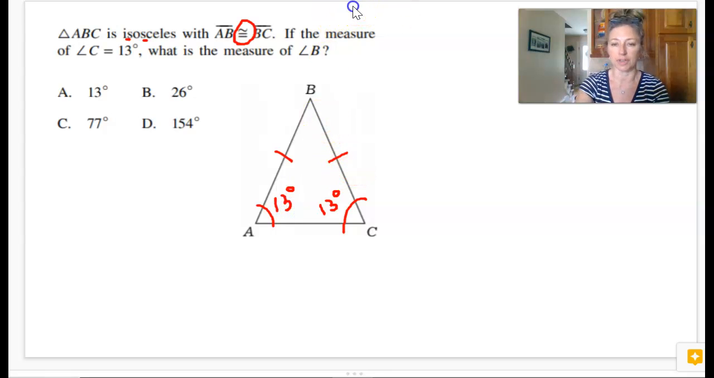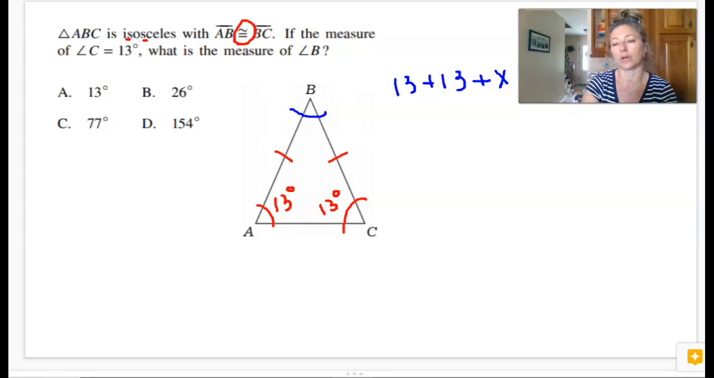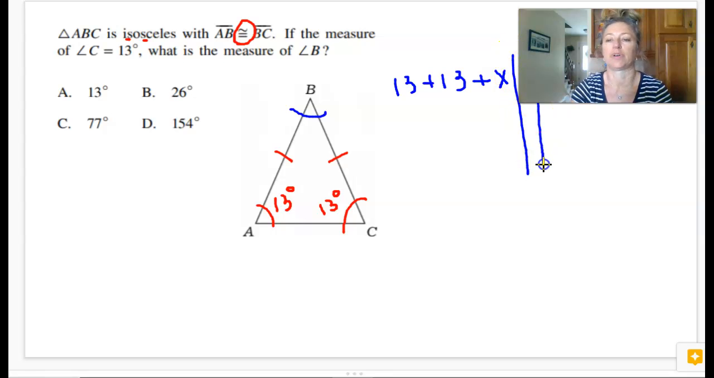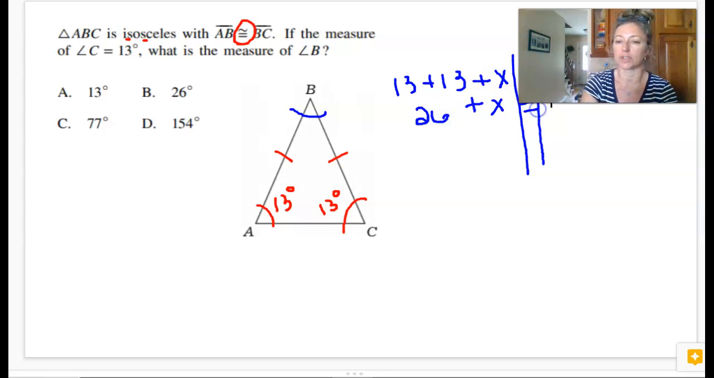And I'm going to change the color, we need to find angle B. So let's set it up again. 13 plus 13. Again, we don't know what B is, so I'm going to include an X. And I know all together this equals 180. Now, before I start solving, I should simplify. If I were to draw my ladder, I notice that there are a few things on this side I could put together, and that's the 13 and 13. So I'm going to get 26 plus X equals 180.